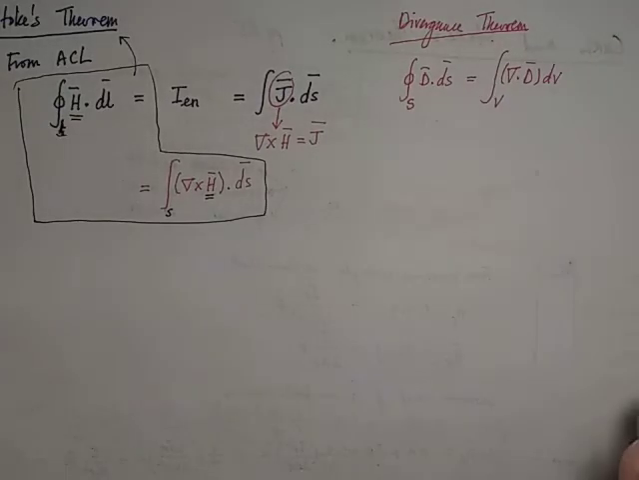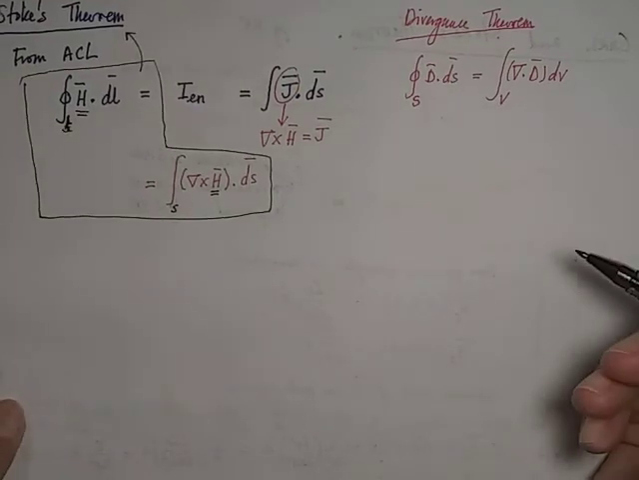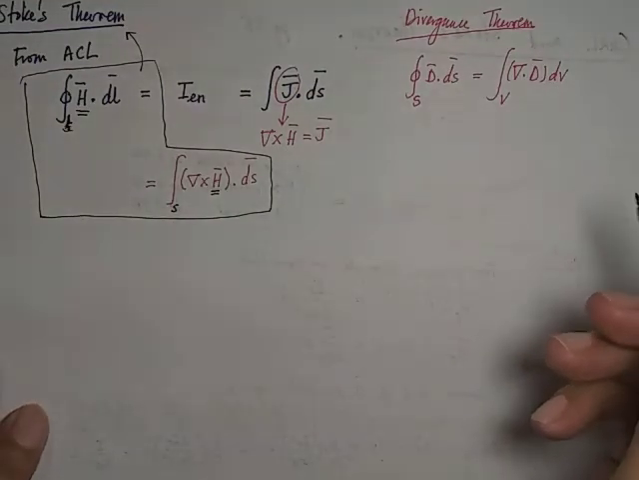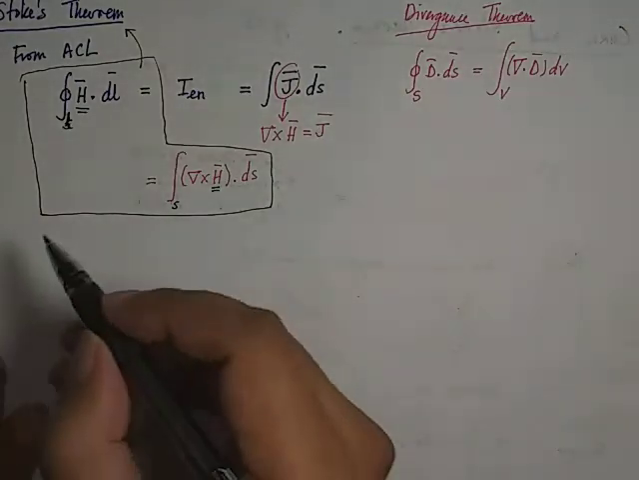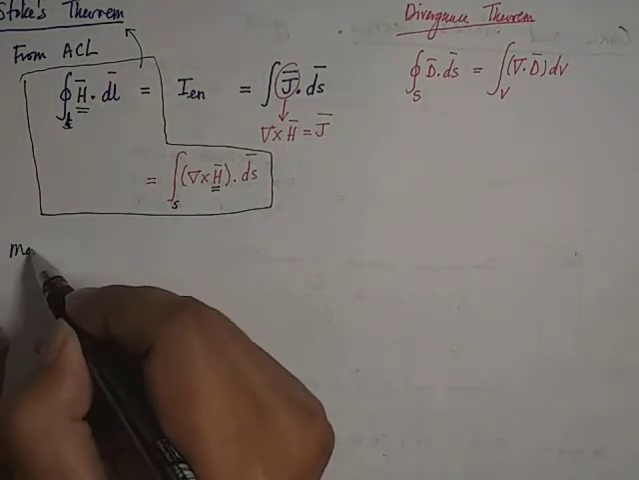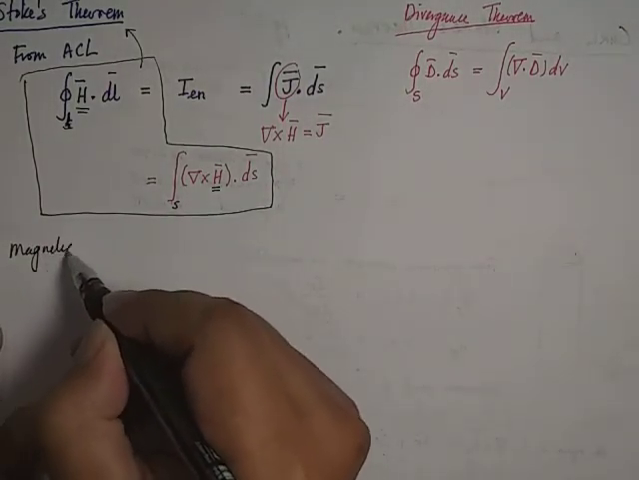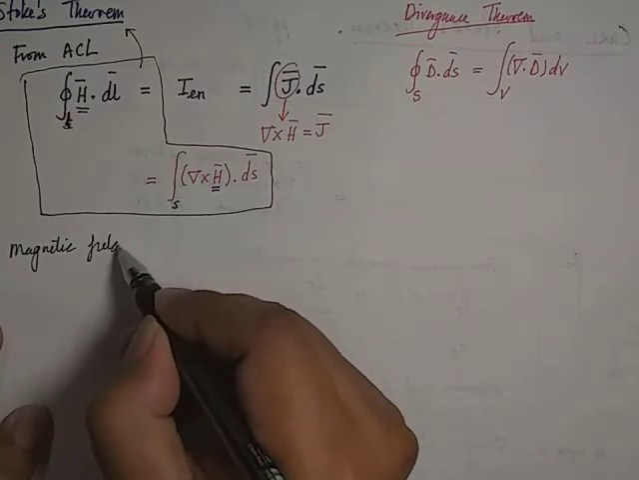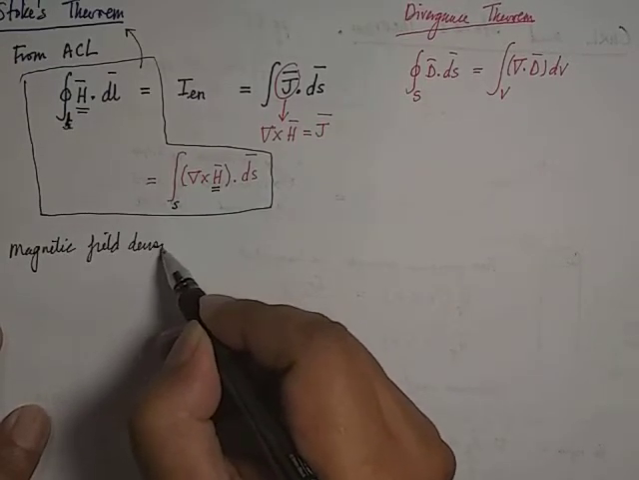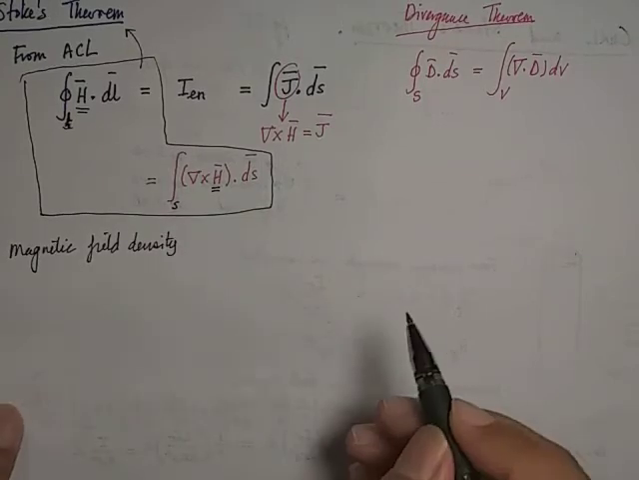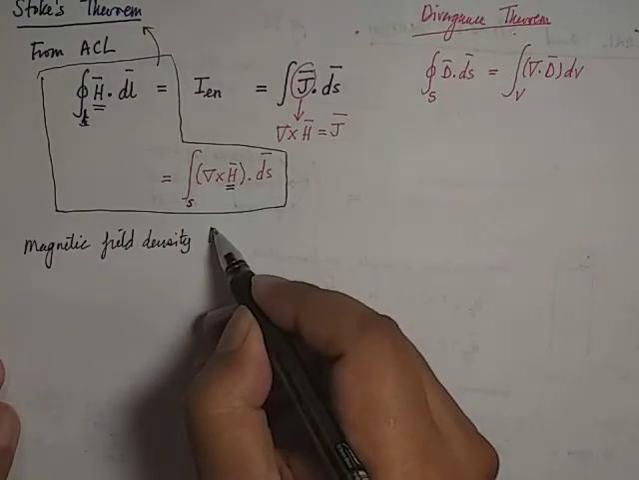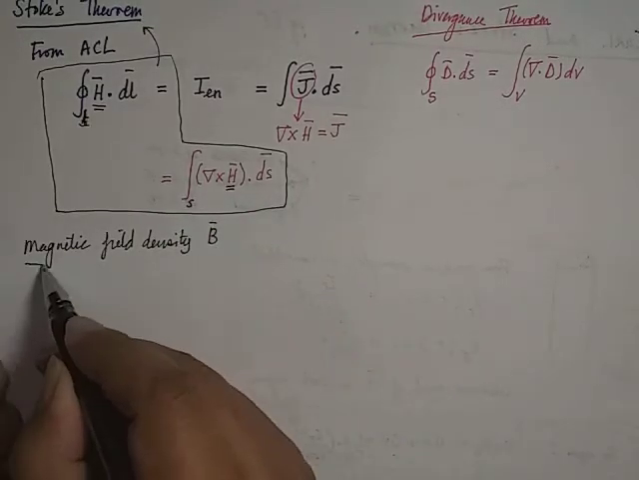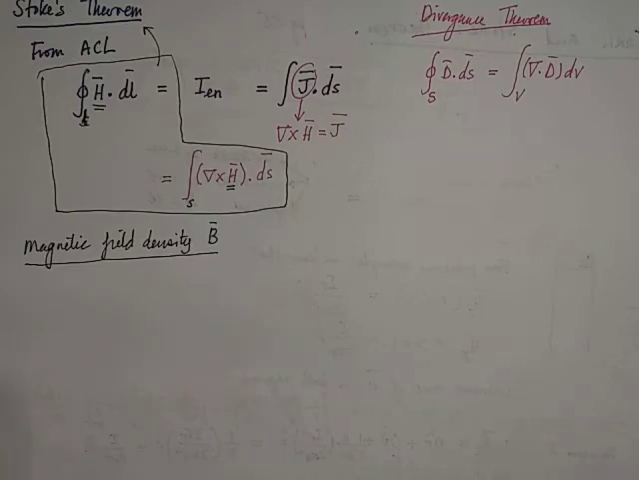Okay, so now I'm going to continue. The third issue that we need to discuss is known as magnetic field density. Magnetic field density. That should be our next concern. And the symbol that we're going to use to represent magnetic field density is vector B. Okay, that should be our objective here.